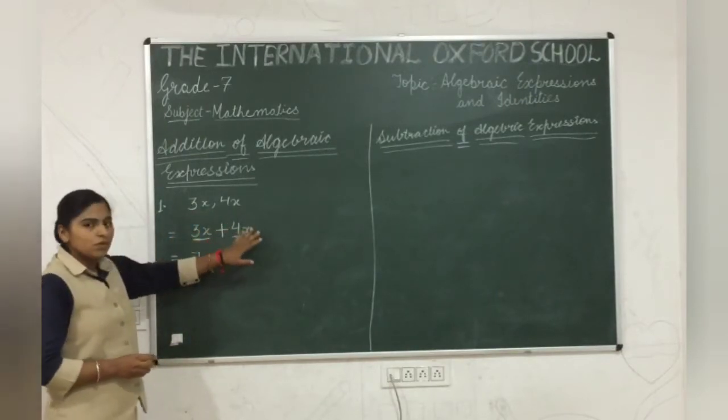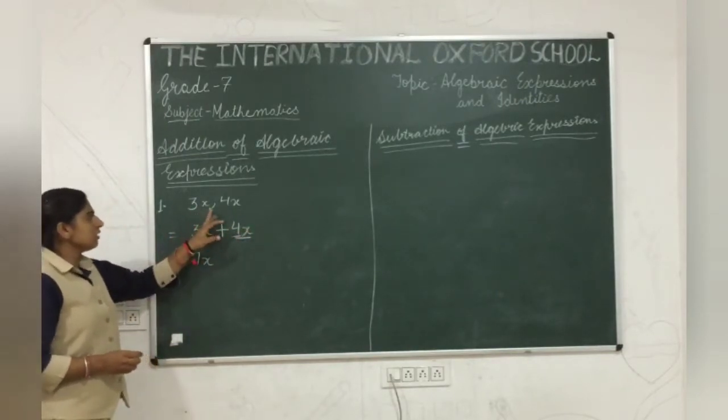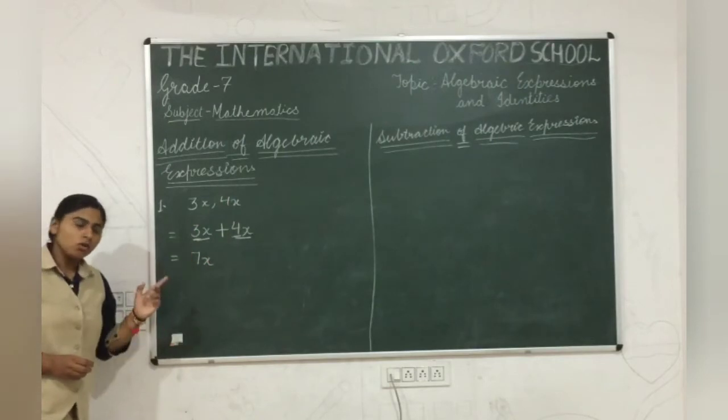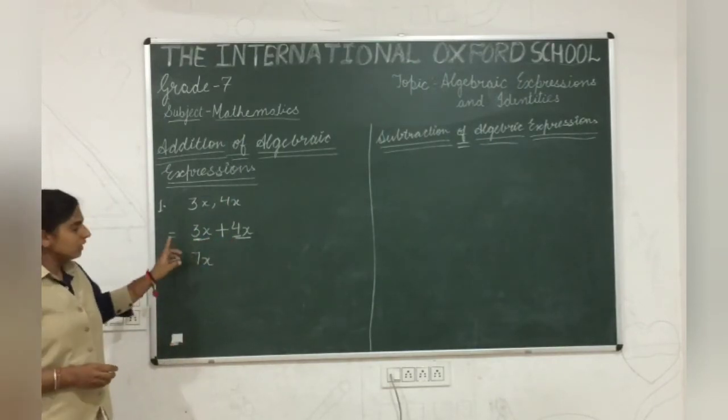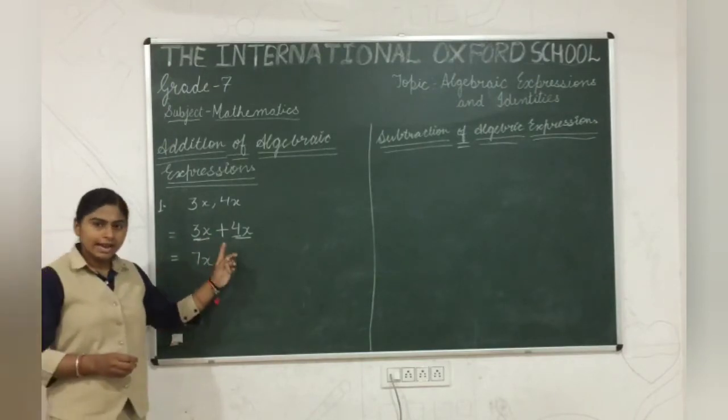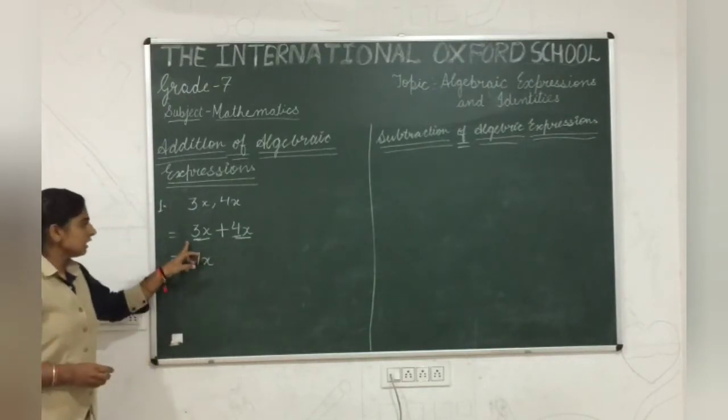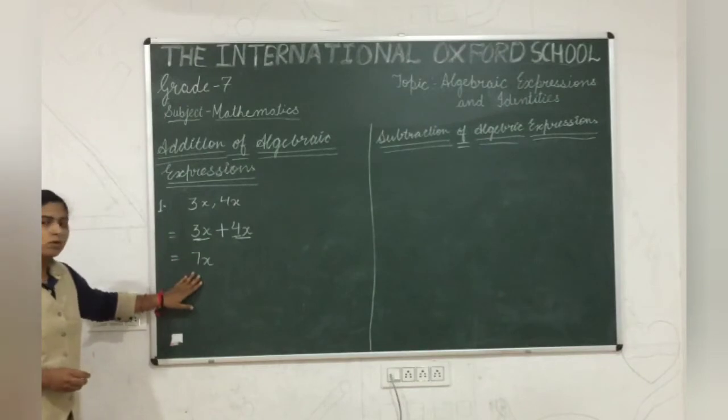So firstly we will check whether both of these are like terms or not. Here both the variables are same, so these are like terms. Now we will add both of these terms. 3x plus 4x, that is equal to 7x.